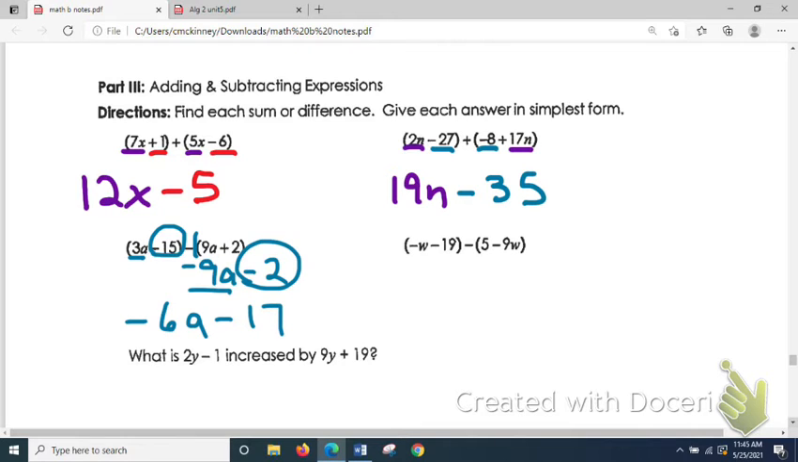So just remember the one after the minus sign, that's going to change both of these signs. So that becomes -5, but plus 9w. So then -w and 9w, that's like a -1w. It is a -1w. That makes 8w, -19 and -5, -24.